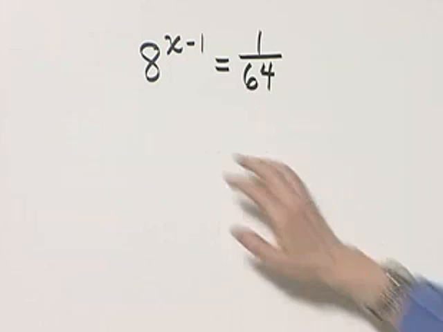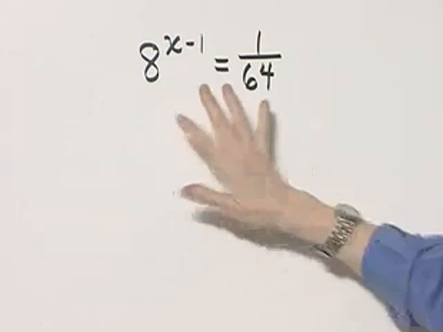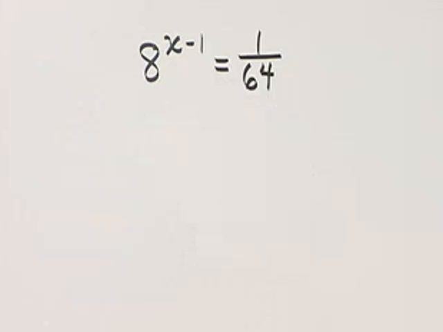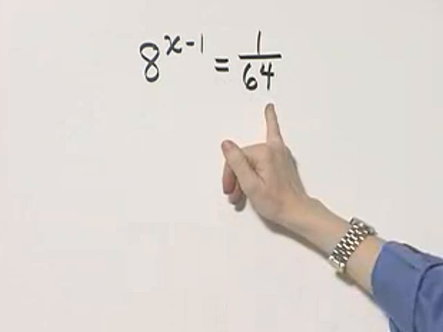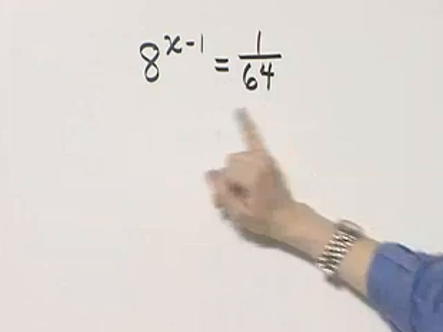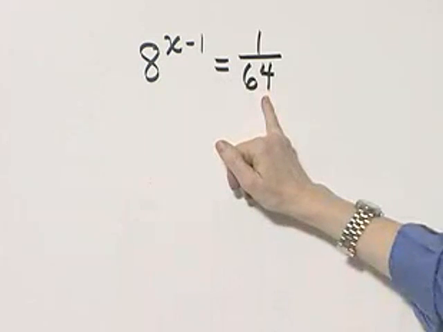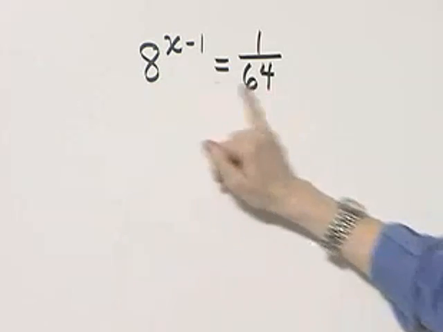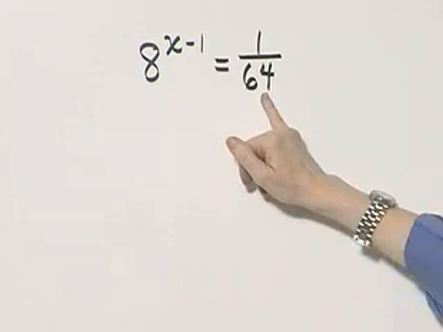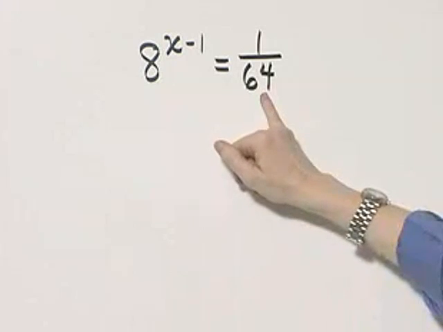This is an example of an exponential equation. We are solving for x. In this case, we can either write the bases as the same or we can't. If we can write the bases as the same, we can solve without logarithms. If we cannot rewrite each of these so that the bases are the same, we'll use logarithms to solve.